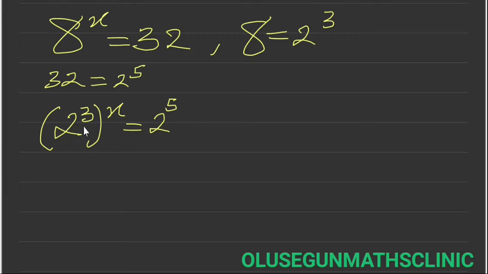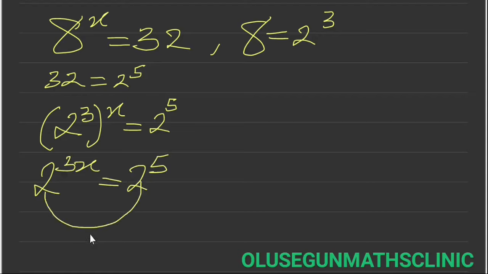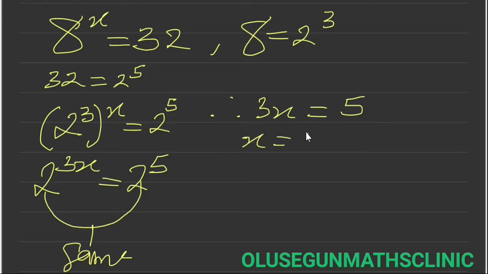You should remember the power law of indices: since they occur like this, you multiply them to have 3x, which is equal to 2 raised to power 5. Therefore, the bases are now the same. It means that 3x is equal to 5. So, divide both sides by 3, our x will be 5 over 3. That's all. This is what I mean by indicical equation.